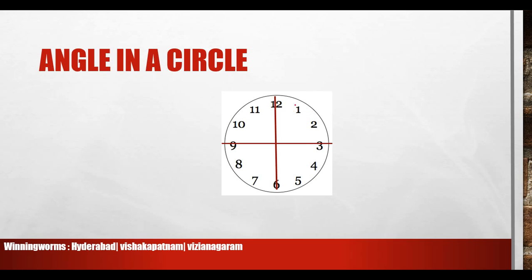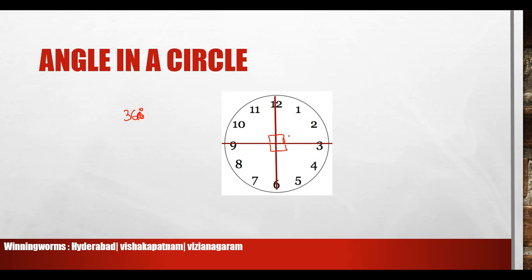Now coming to here, in a watch there are 12 hours. So here the numbers are given 1, 2, 3, 4, 5 and so on up to 12. Two perpendicular lines are drawn. What is the angle here? 90 degrees. So here it is 90, here it is 90, here it is 90, here it is 90. So the total angle is 360 degrees.